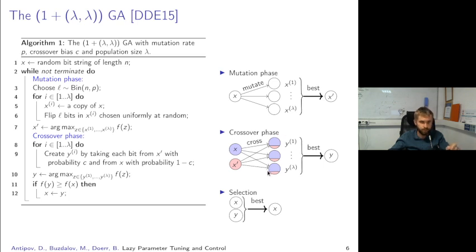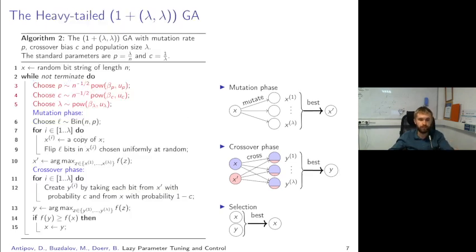lambda individuals. And this biased crossover takes each bit with probability c from x dash and with probability 1 minus c from x. Then the best offspring from the crossover phase is compared to the current individual x, and if this crossover individual is not worse, then it replaces the current individual.